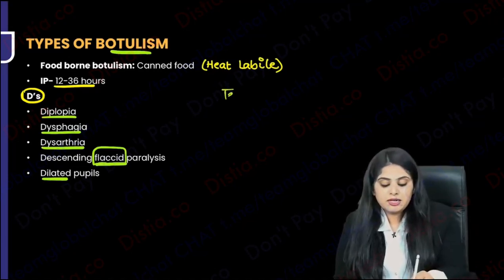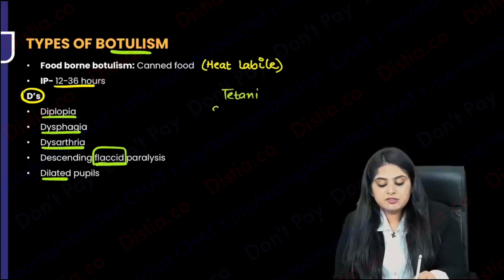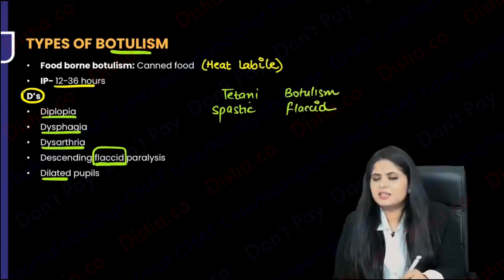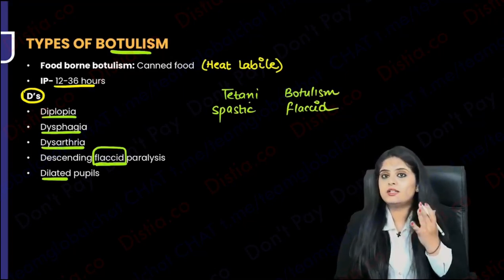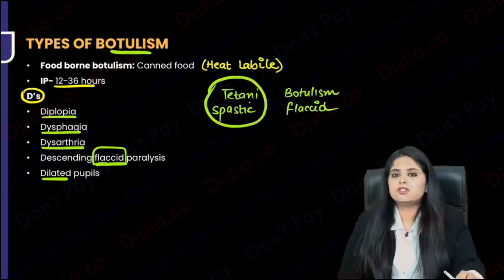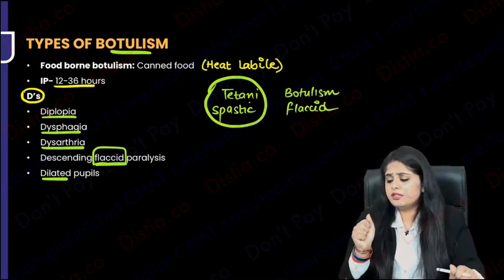I hope you all remember tetanus. In tetanus there was descending spastic paralysis, whereas botulism is going to be descending flaccid paralysis. Now I know in the exam everyone knows this, but many times there is tension. So what happens when you are tensed? What happens in tension? You're like you close your eyes, you clench your face.